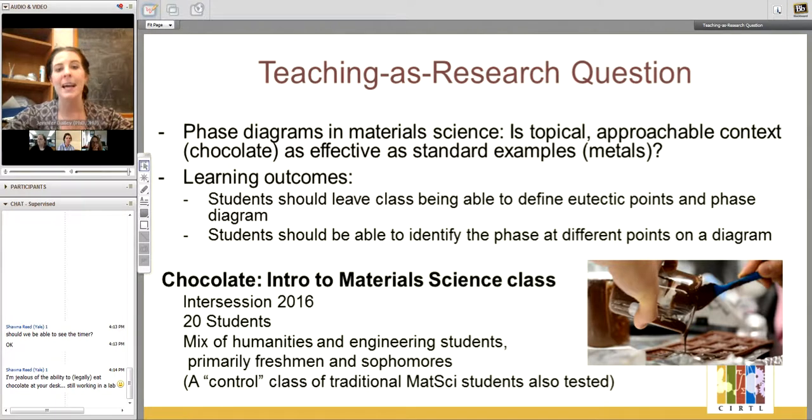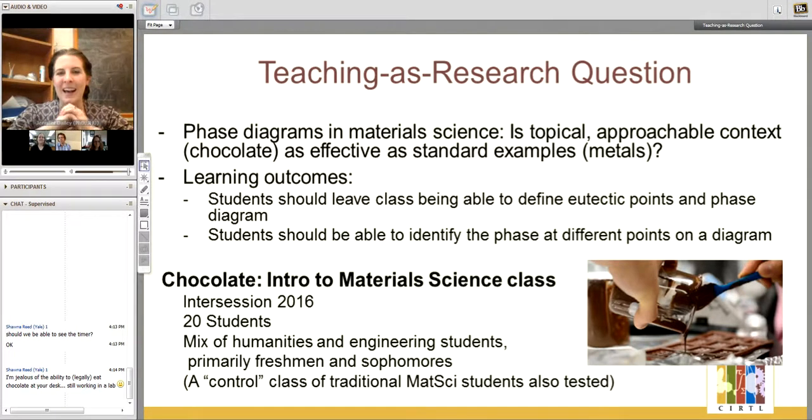that wasn't actually at all related to chocolate. So the class that I was able to do this work in was Chocolate, an Introduction to Material Science, which was a 1-credit intersession course I designed a couple years back. We had 20 students. It was a mix of humanities and engineering students, mostly underclassmen. And like I said before, some of them were kind of bribed in because I promised samples.